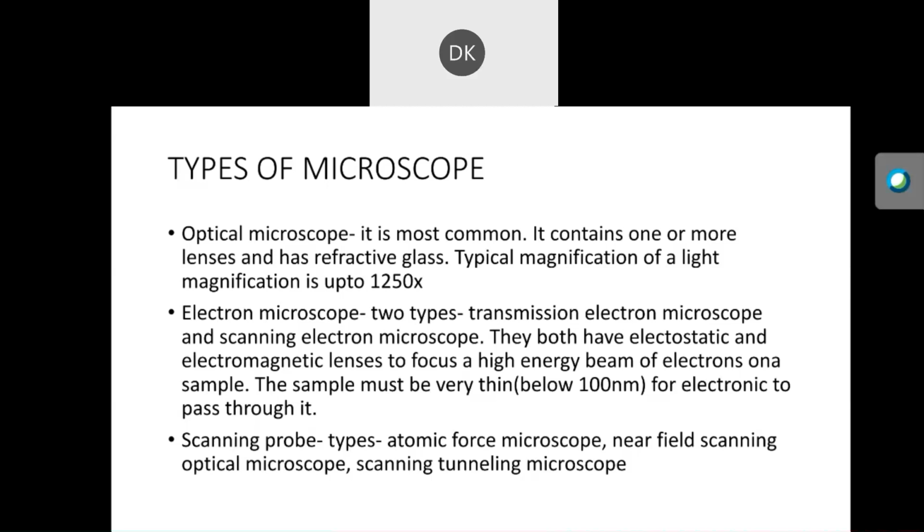Scanning probe microscopes include the atomic force microscope, near-field scanning optical microscope, and scanning tunneling microscope.